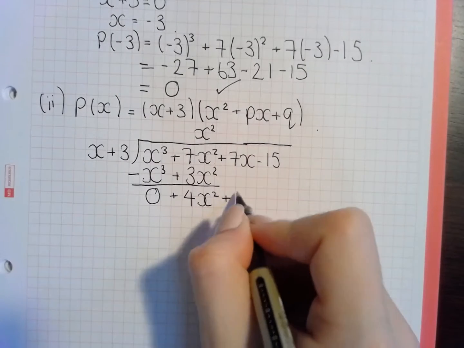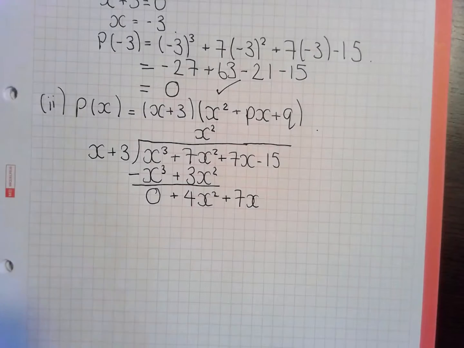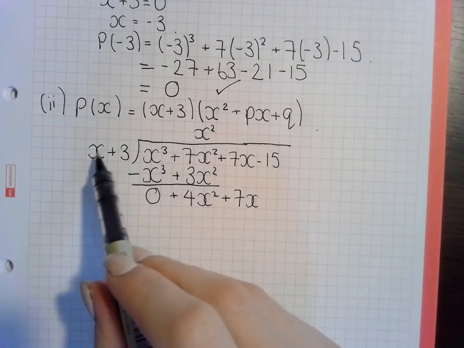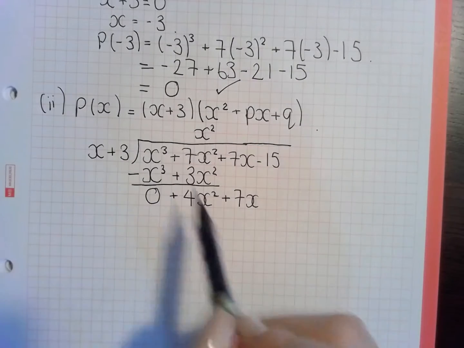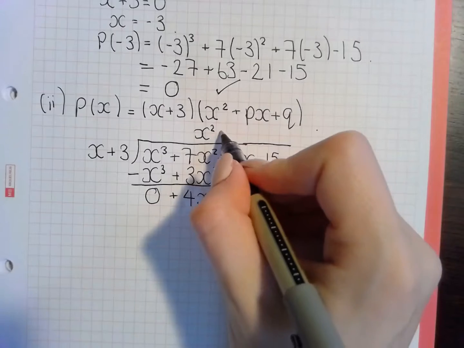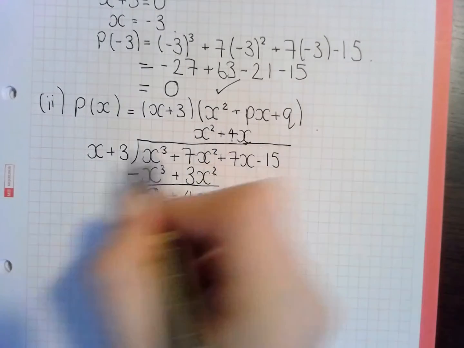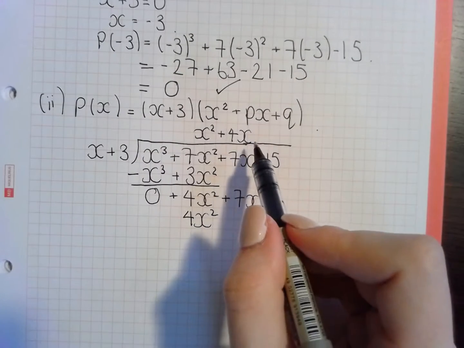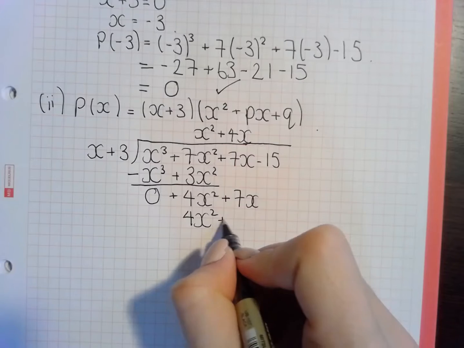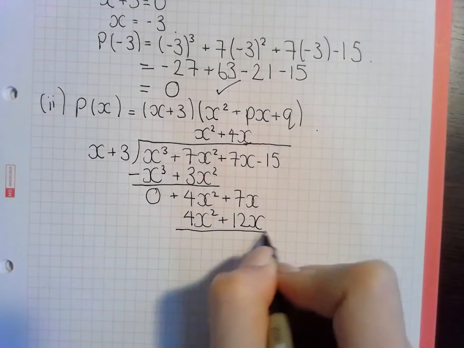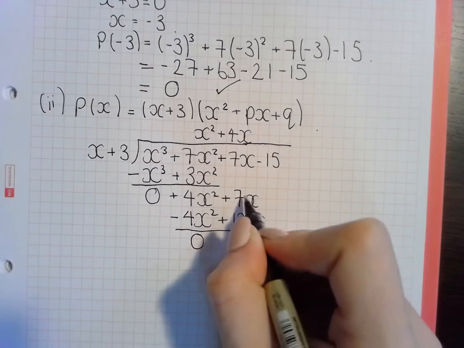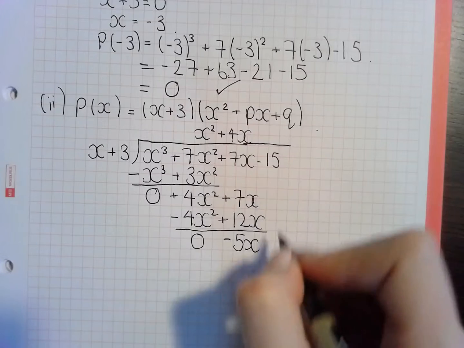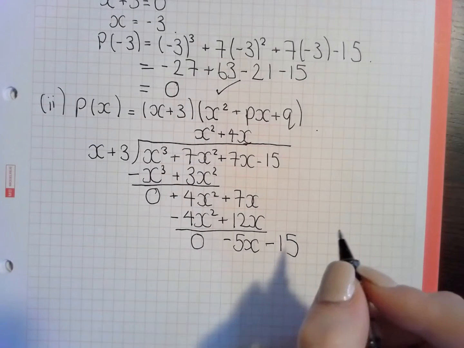And then just for ease, let's write what the next value is just there, so we can see this clearly. What do you times x by to get 4x squared? Well, that would be 4x, because 4x times x is 4x squared. And then we're going to times 4x by 3, so that's plus 12x. And then again, subtract these, so 0. 7 minus 12 is minus 5x, and then let's just bring down the next term so we can see it nice and easily.